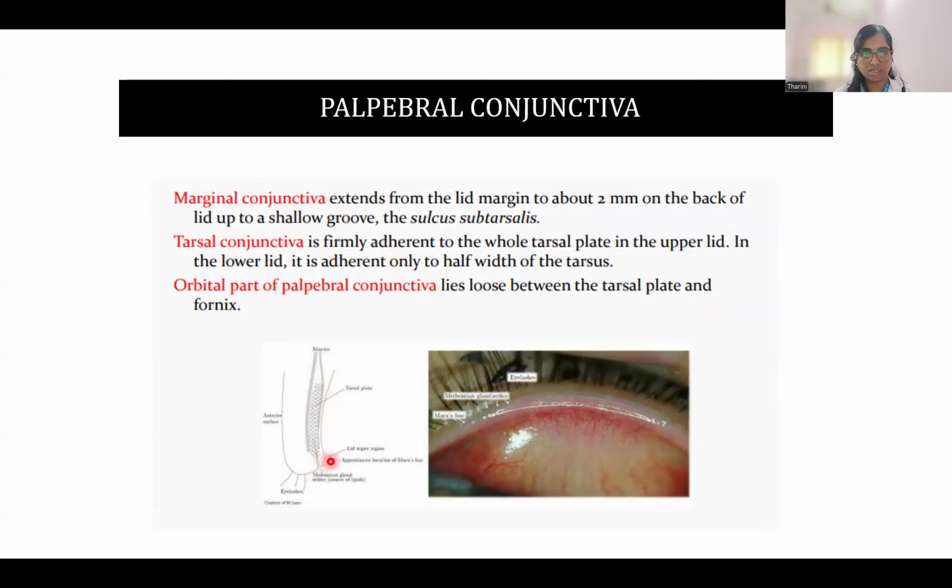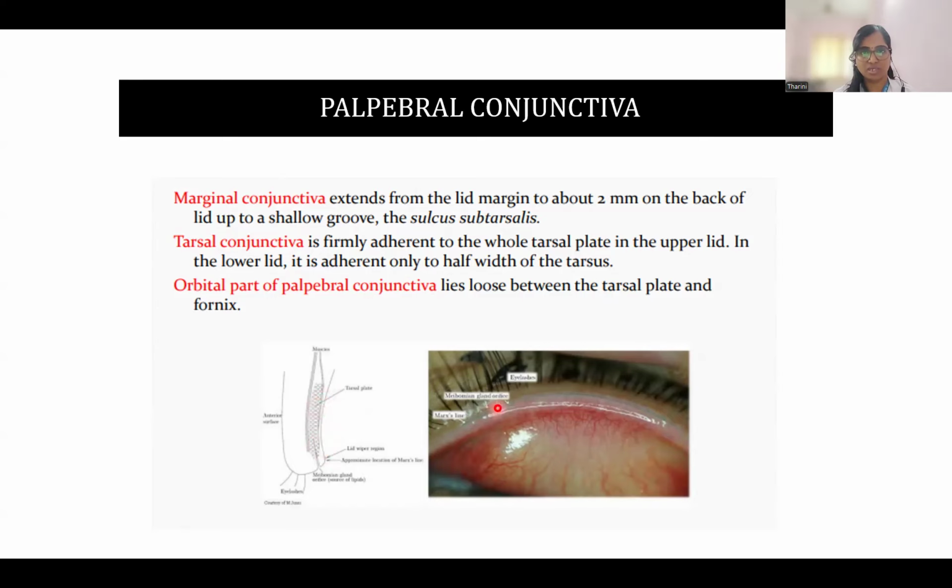Marginal conjunctiva extends from the lid margin up to 2 millimeters on the back of the lid, up to a shallow groove called the sulcus subtarsalis. In this picture, only this 2 millimeter area is the marginal part of the conjunctiva. The remaining part is the tarsal part of the conjunctiva. It is firmly adherent to the whole tarsal plate in the upper lid. In the lower lid, it is adherent only to half the width of the tarsus.